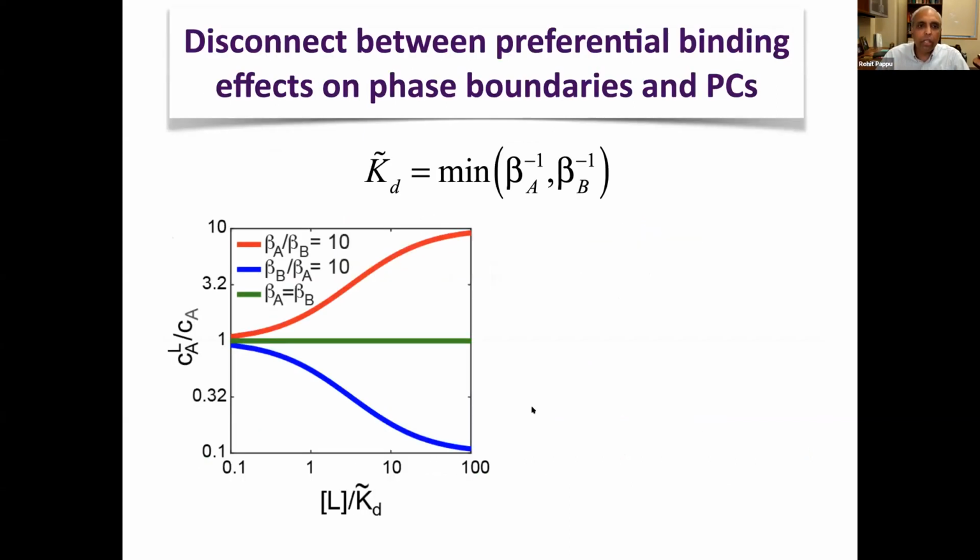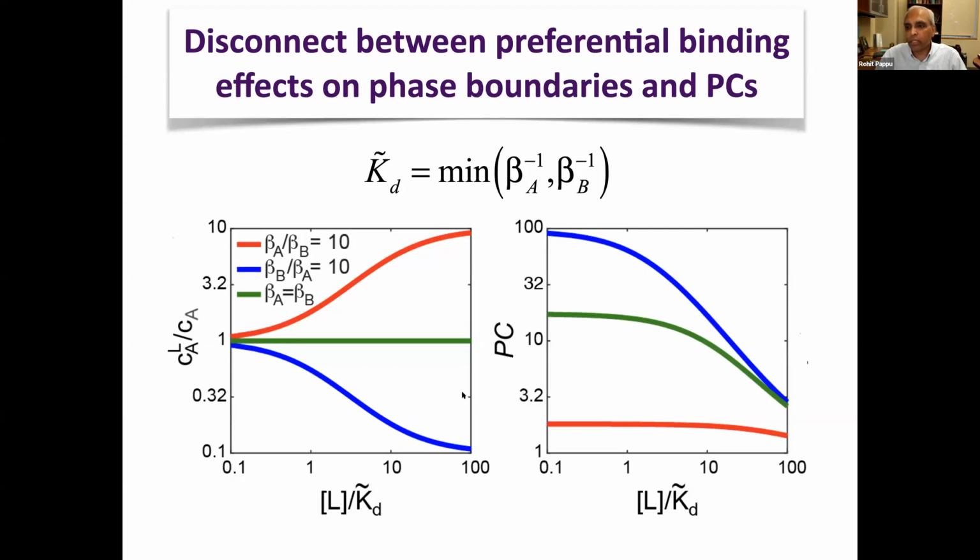So what Kirsten then did was she said, well, okay, if this is true, I can solve these binding polynomial equations numerically and ask to see if this is actually true. Let's say beta A over beta B being 10 is essentially saying that our ligand is preferentially binding to the dilute phase. If beta B over beta A is 10, then our ligand is preferentially binding to the dense phase. If they're equal, then we should see that there is no change in the saturation concentration. What happens to the partition coefficient? Two things. It's always larger than 1, and its value depends on the ligand concentration, right?